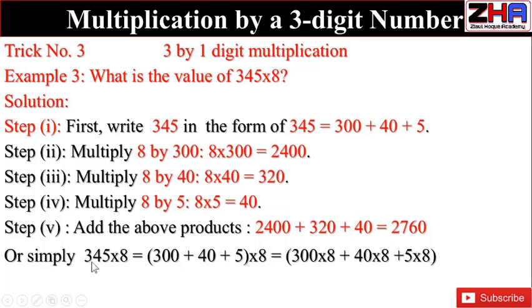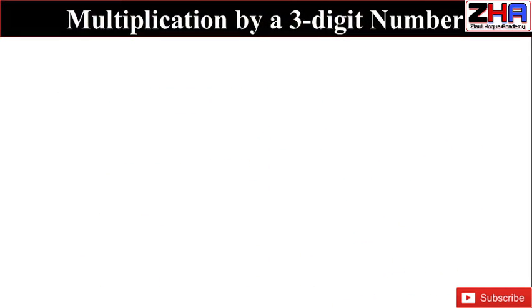Or simply you calculate 345 into 8 is equal to 300 plus 40 plus 5 into 8, is equal to 300 into 8 plus 40 into 8 plus 5 into 8, is equal to 2400 plus 320 plus 40 is equal to 2760. These are the 3 tricks of multiplication by a 3-digit number.